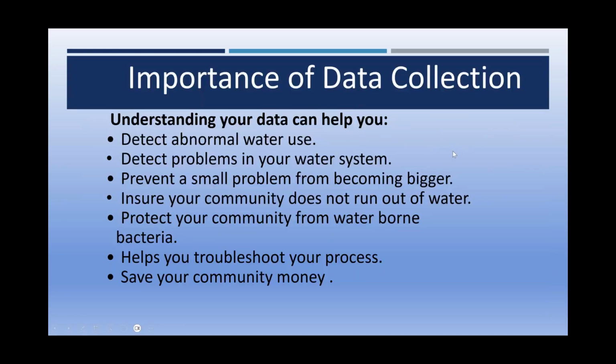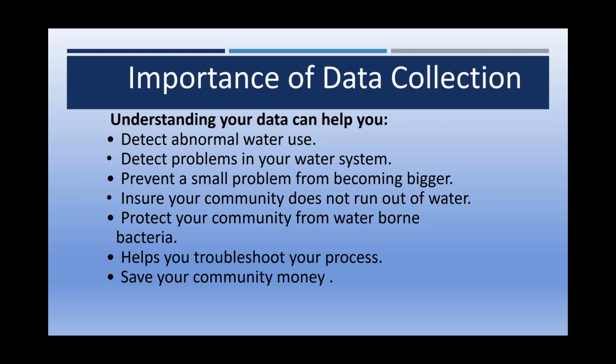So a lot of things can be deduced from taking your data. You can figure out all kinds of problems with your system. It could be whether or not you've got a leak. It could be whether or not you've got contamination. And the most important thing is you're really trying to detect abnormal water use. If you do detect the problem when it's small, you can often prevent it from getting bigger, and you can prevent your community from running out of water.